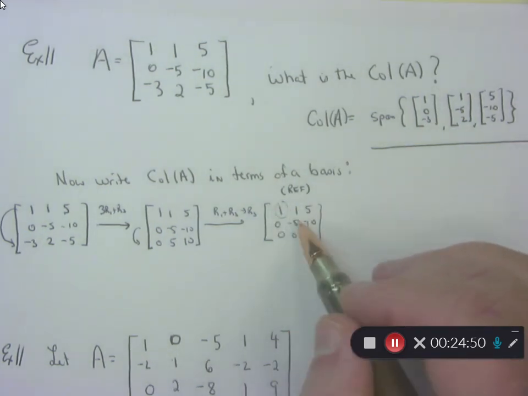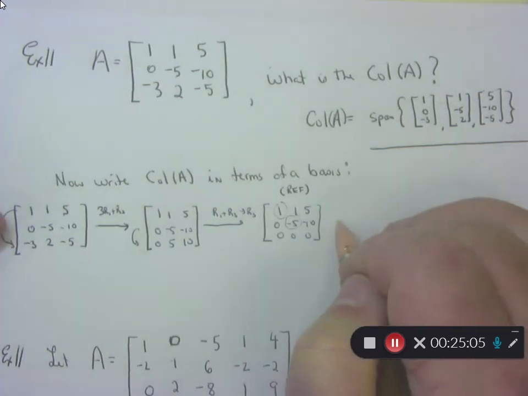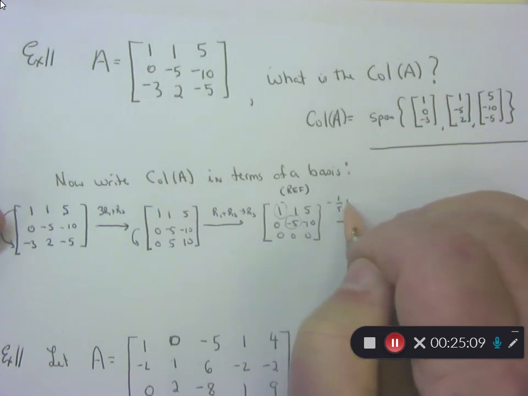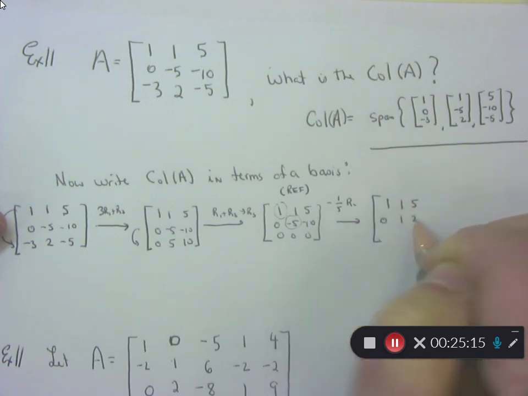This one here and this one here are my pivots. Does that make sense? So I'm done, basically, because I've got my pivots. But just to show you how far you can take this, if you want to continue on, I would now multiply -1/5 times row 2, and that would give me 1, 1, 5, 0, 1, 2, I believe, if I did my math right, 0, 0, 0.